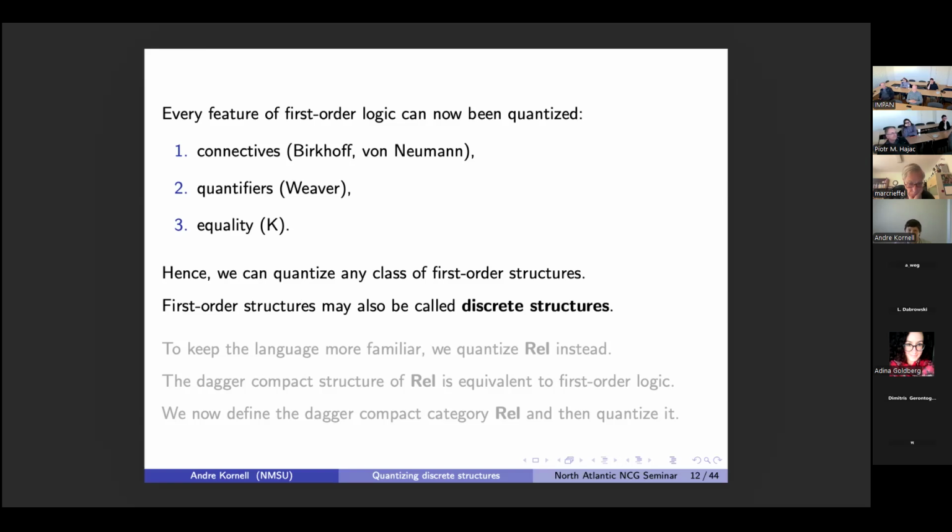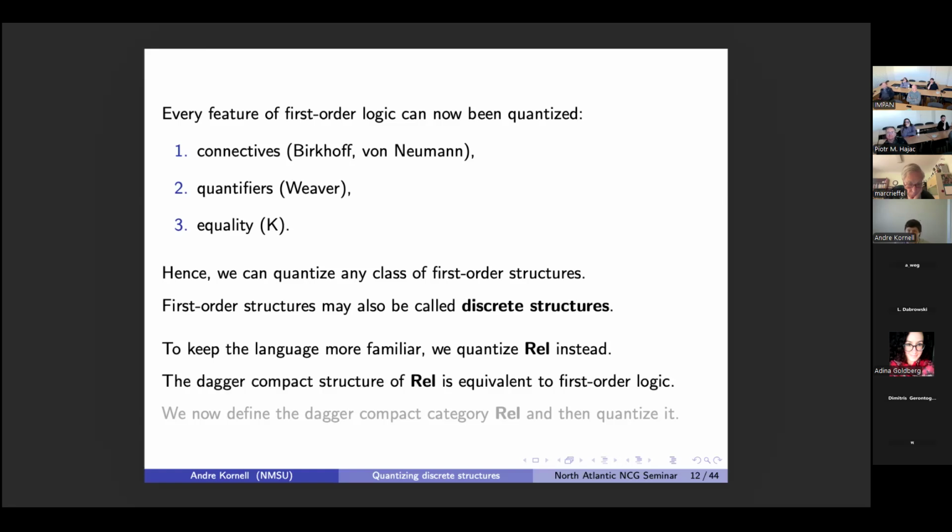So I thought pretty seriously about actually telling you that whole story because I'm very fond of the fact that quantum logic turns out to have so much to do with noncommutative geometry. But I decided to keep the language more familiar. And to do that, what we're going to do is quantize this category REL of sets and relations.